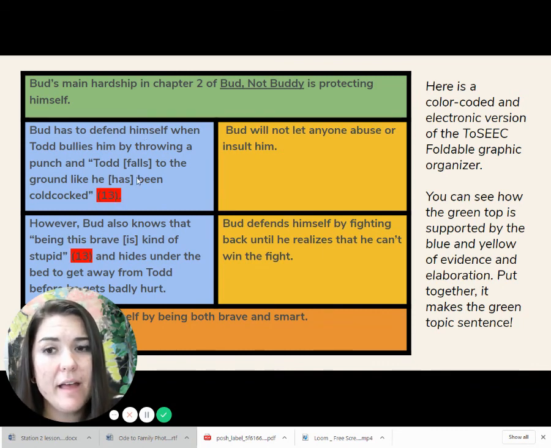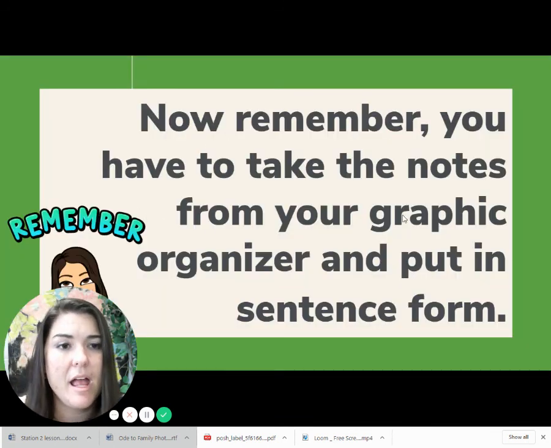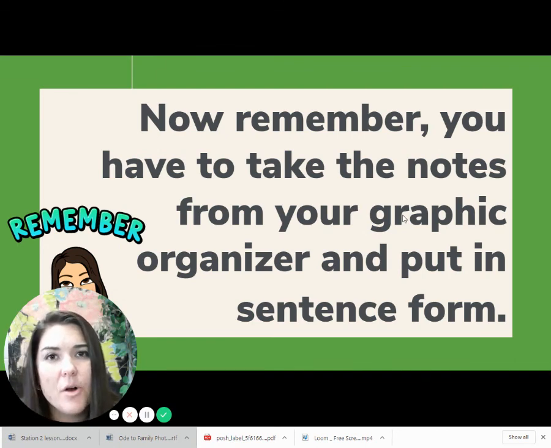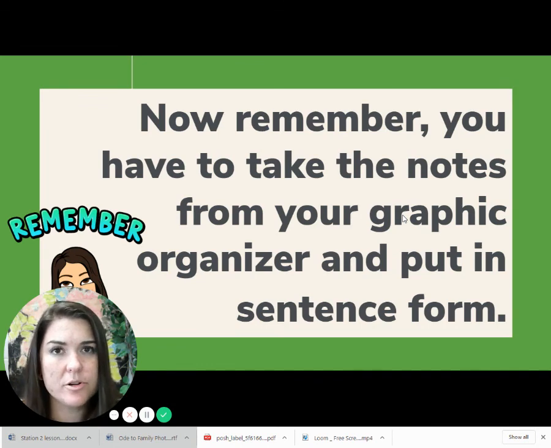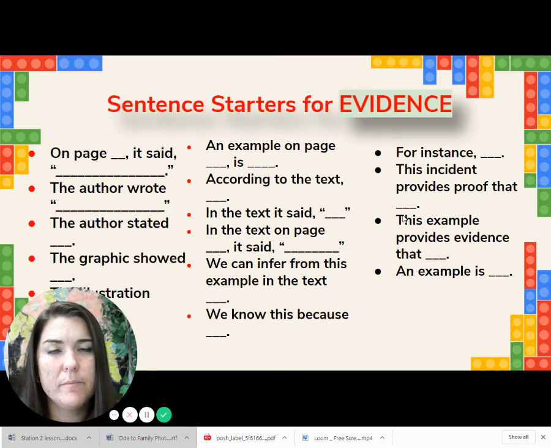So I'm going to find the evidence that shows two pieces of evidence, and then I'm going to explain those two pieces of evidence. I want you to remember that when you take notes from a graphic organizer like this, like the ToSEEC one, those are notes for the most part. So you need to make sure that when you have those jotted down notes from your graphic organizer, your pre-write, you put them into full thought sentences after that.